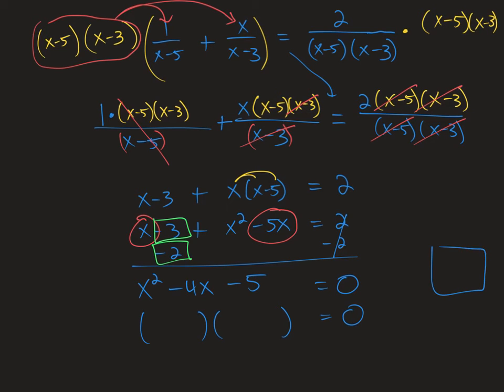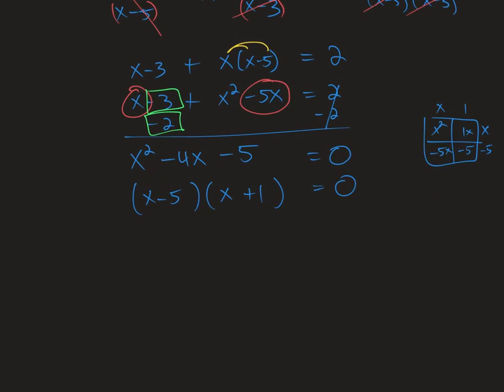So what two numbers multiply to negative 5 that add to negative 4x? And that ends up being negative 5x and 1x. And so I'm just doing my factoring here off on the side. We get x and 1. So x minus 5 and x plus 1. So now we can use the zero product property to finish solving.